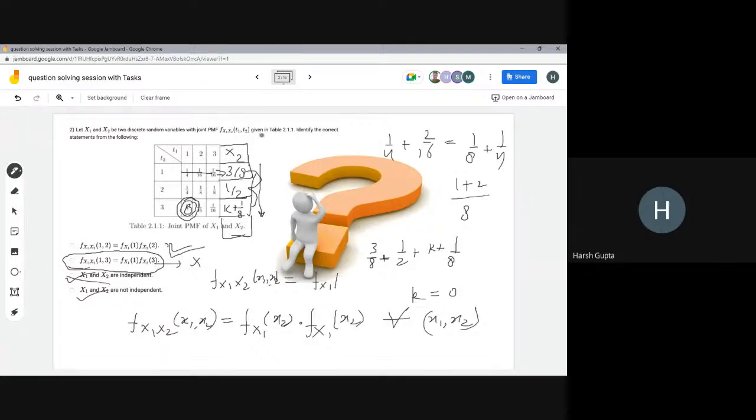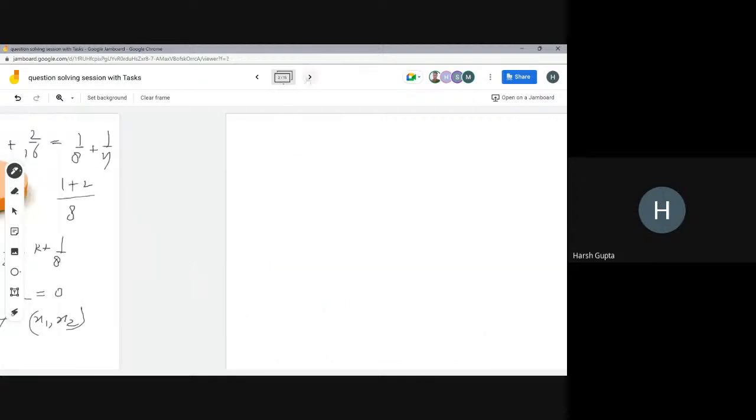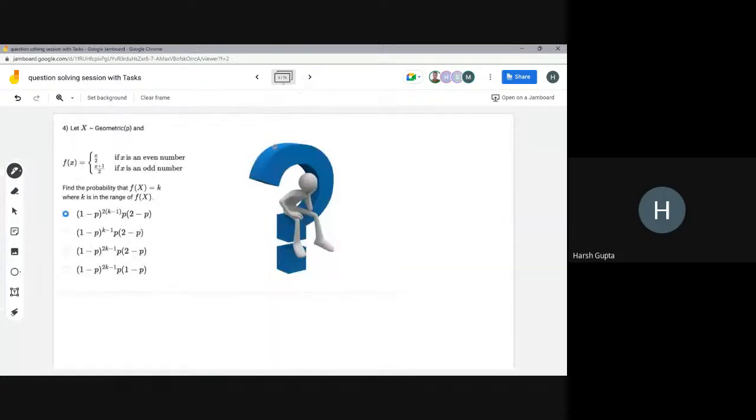But these things are really very tricky, and in the long run you might forget them, like what will happen if zero is there. That is why this approach matters: if you know the approach, then it will be fine, even though you don't know the tricky part of that topic. Okay, so let's come to the next question.